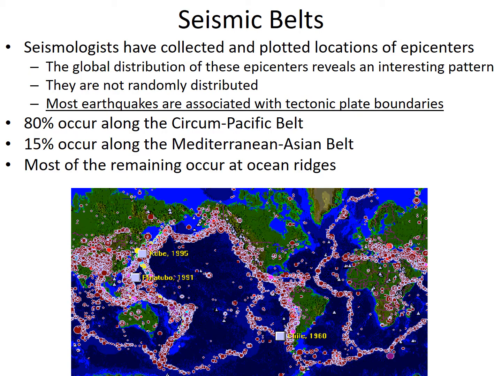Seismologists have collected and plotted locations of epicenters, and the distribution of the epicenters reveals an interesting pattern. We've discovered that most earthquakes are associated with tectonic plate boundaries, with 80% occurring along the Circum-Pacific Belt, or the Ring of Fire, 15% occurring along the Mediterranean-Asian Belt, and most of the remaining occurring at ocean ridges. If we look here at where all these earthquakes are occurring, we can notice they're occurring along these tectonic plate boundaries.